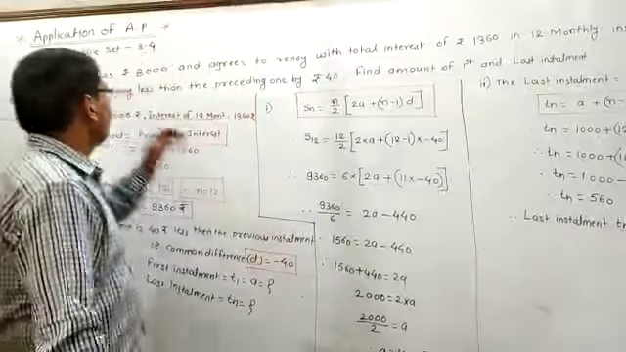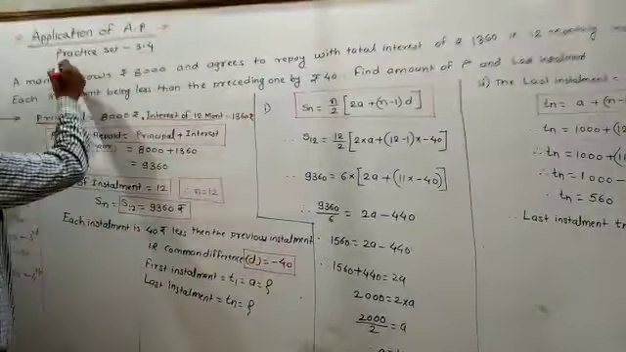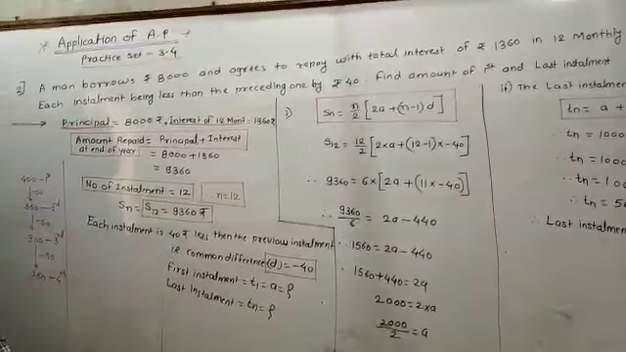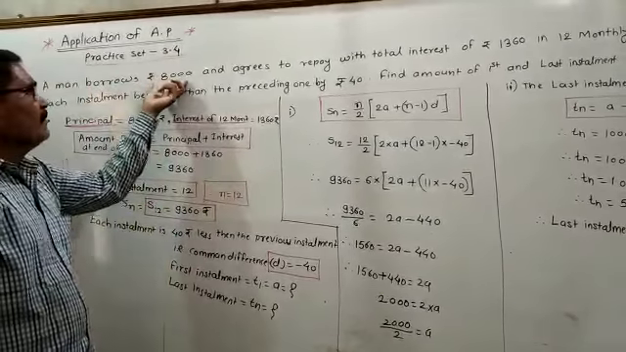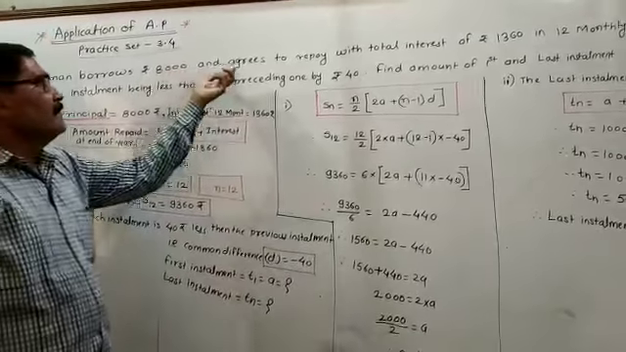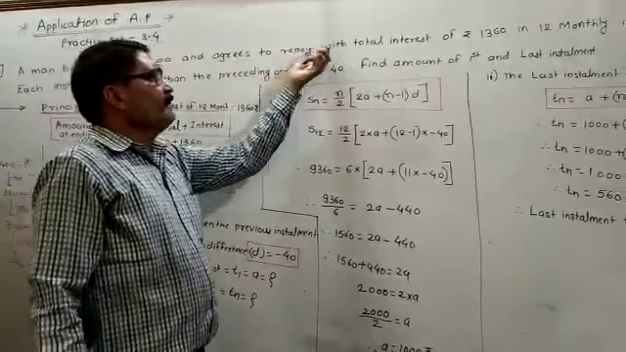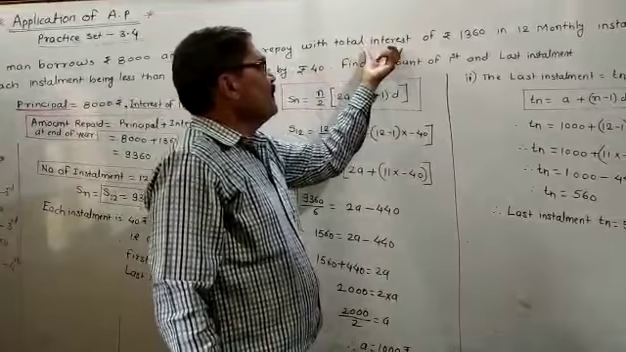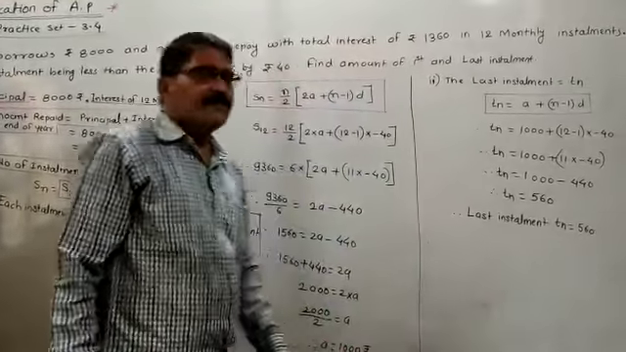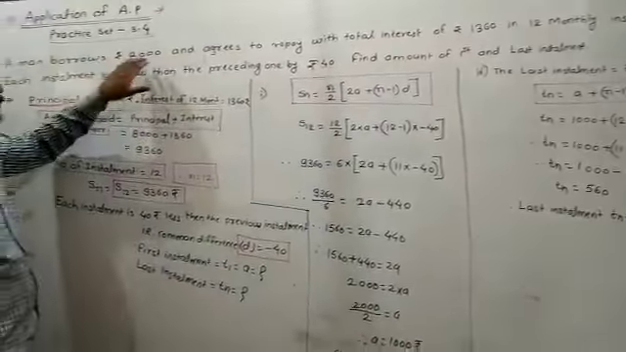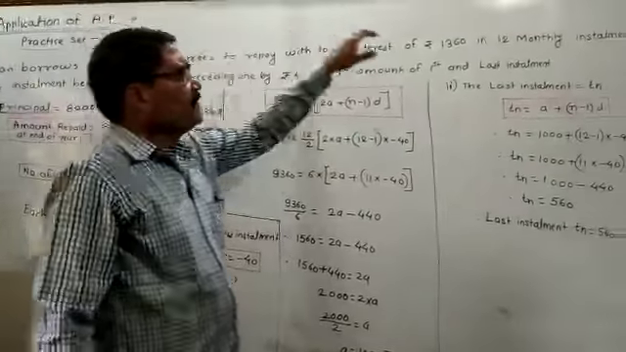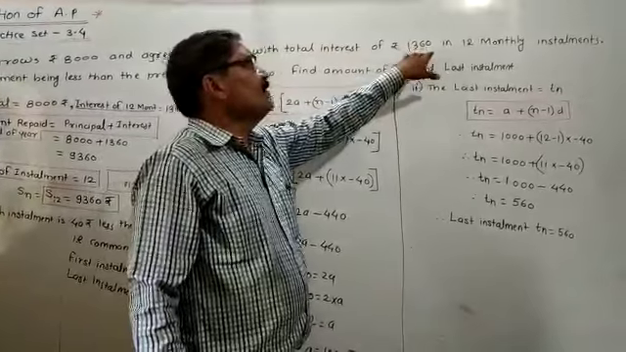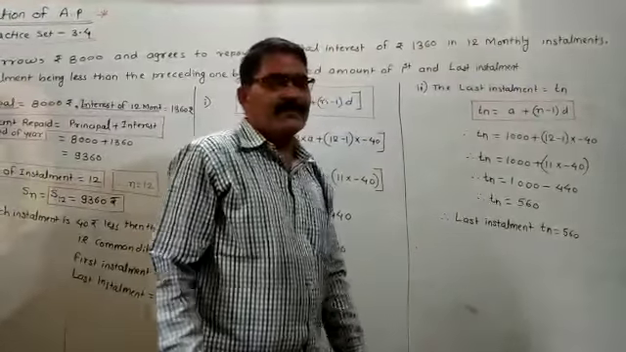To start with practice set 3.4, second example. The example is like this: a man borrows rupees 8,000 and agrees to repay with the total interest of rupees 1360. Means from the bank he received 8,000 and he is paying interest of 1360 in 12 monthly installments.